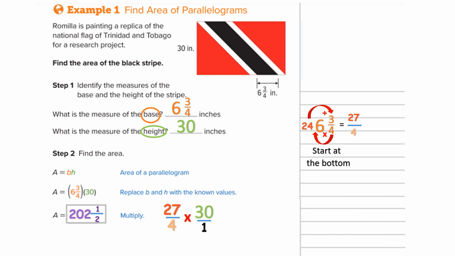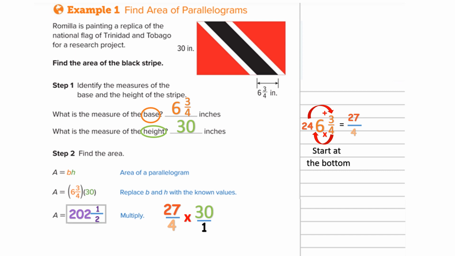Now I want to pause for just a moment and review how we cross-reduce. Some of you prefer to cross-reduce, and some of you simply prefer to multiply across and then reduce. Either way, we should end up with the same answer. But just a quick review on how we cross-reduce.